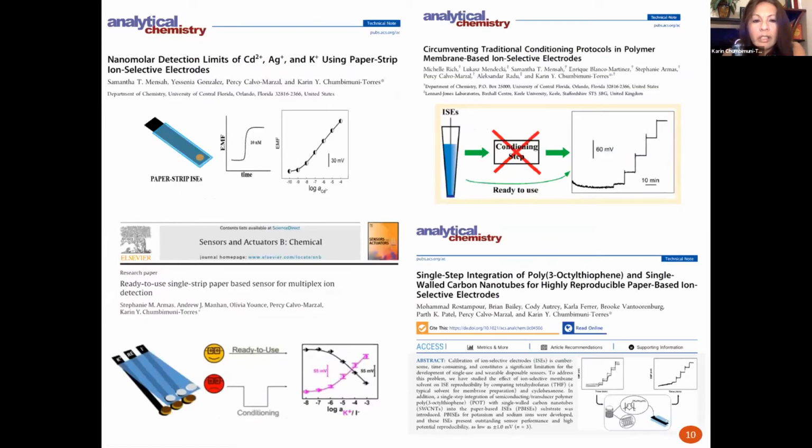In this area, we made various contributions, as we showed that we can reach nanomolar limits of detection for different ions. We also show multiplex analysis. And since we aim to manufacture this kind of sensors, we also need to improve the preparation of these sensors. Thus, we try to avoid preparation steps. Here is our recent paper where we published the high reproducibility that our sensors can reach.